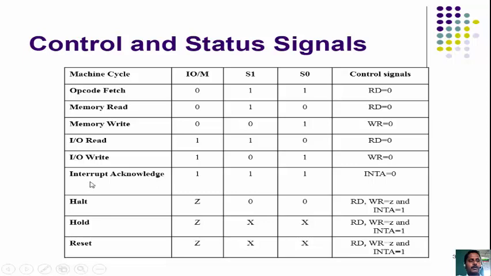Then about the interrupt. In case of an interrupt, suppose the processor gets interrupted by an external peripheral. At that time you will find all the pins are 1 1 1, and at that time INTA bar is 0. We'll see the interrupt system and the concepts of interrupt in detail later.